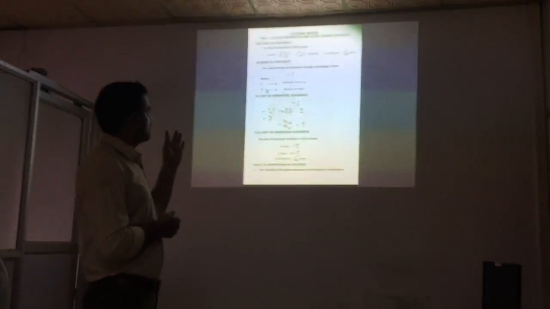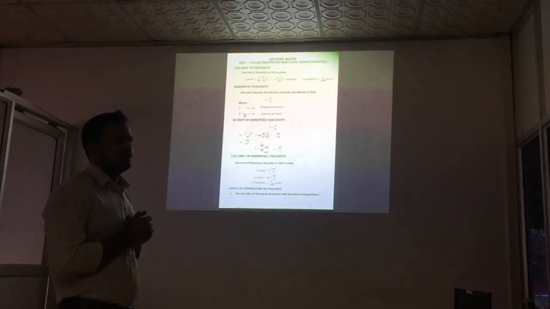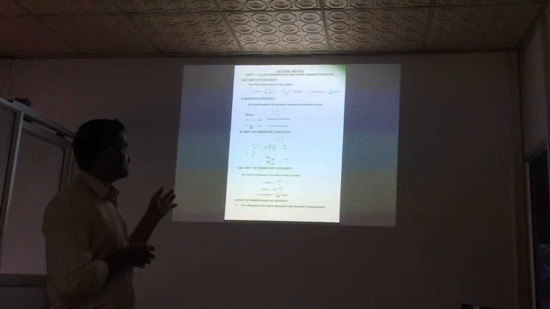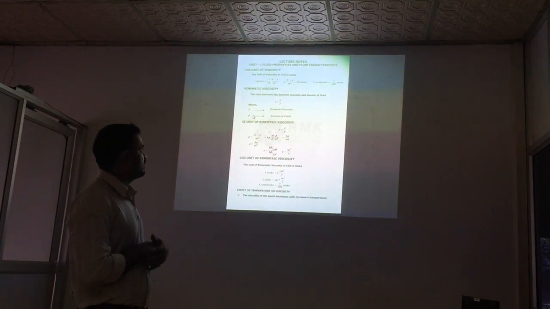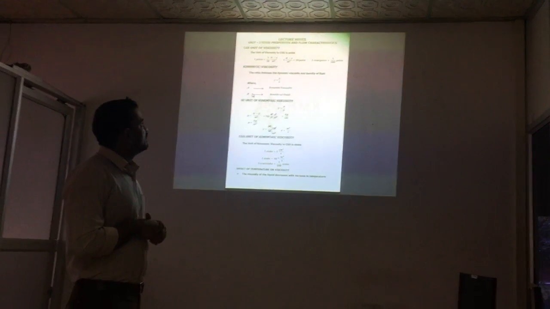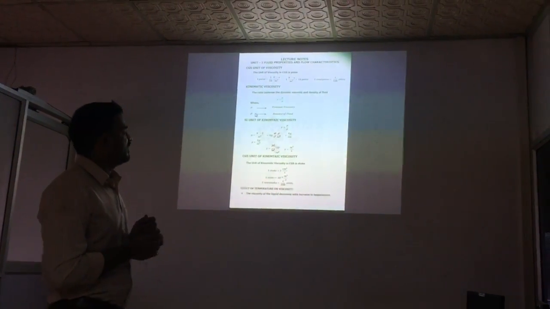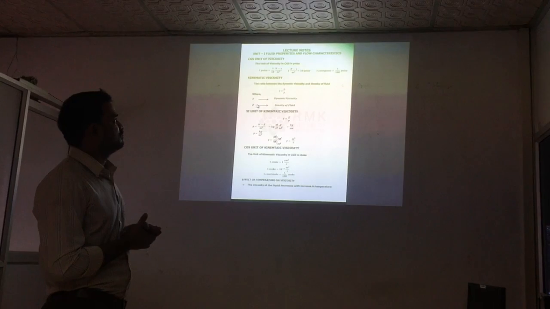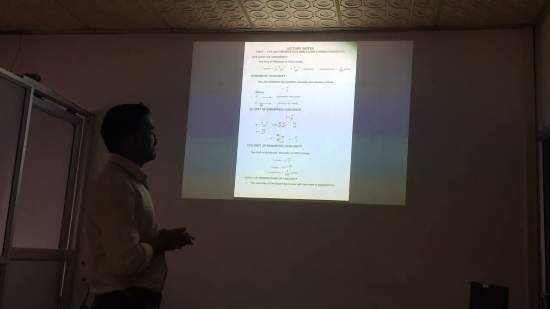The CGS unit is in terms of poise. 1 poise is equal to 1 divided by 10 Newton second per meter square. Centipoise is also given: 1 centipoise is equal to 1 divided by 100 poise.